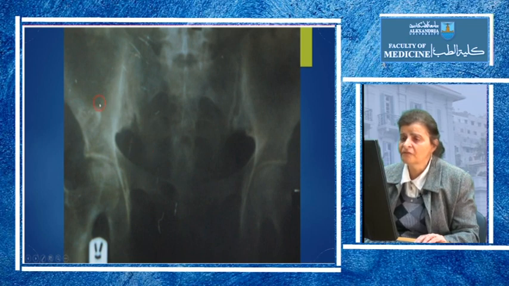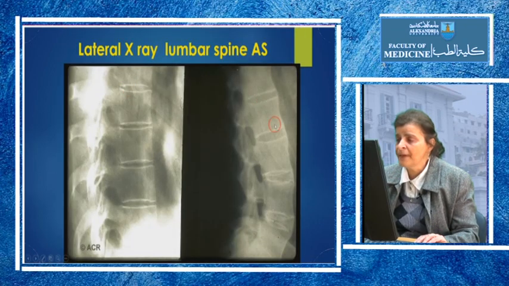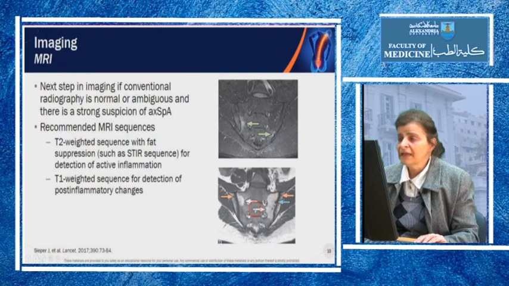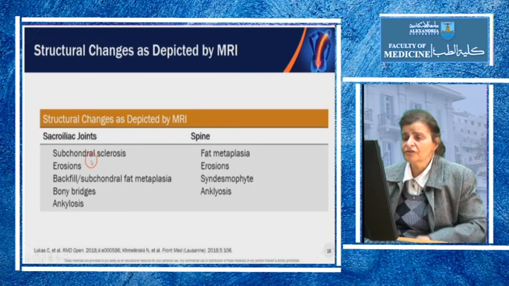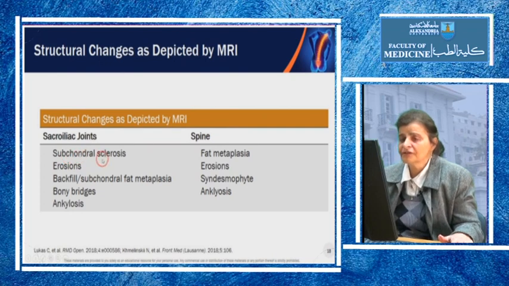Here is the hip involvement, showing you the severe hip involvement that is present in our patient, as well as the sacroiliac involvement. That's on a plain x-ray, conventional imaging. Here is a picture of the bambooing of the spine. And again, the MRI imaging showing you these white spots are active inflammation. And the structural changes, we see subchondral sclerosis, erosions, metaplasia, bony bridges, and in the spine as well, as I showed you, syndesmophytes, fatty metaplasia, and ankylosing.